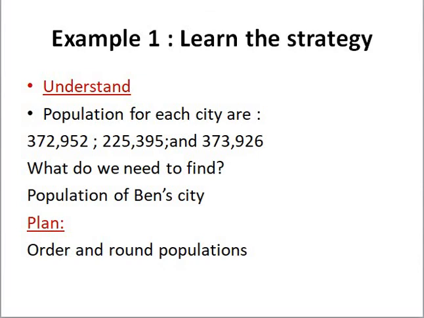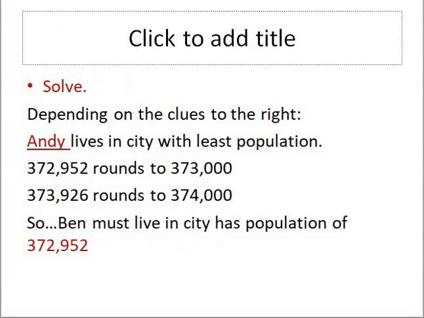This is how I can find out where Kelly lives. In the second clue, they say that when rounded to the nearest thousand, the population will be 374. So I have to round. To what? To the nearest thousand. Okay? So this is how I plan: first I have to order, and then I have to round the population.